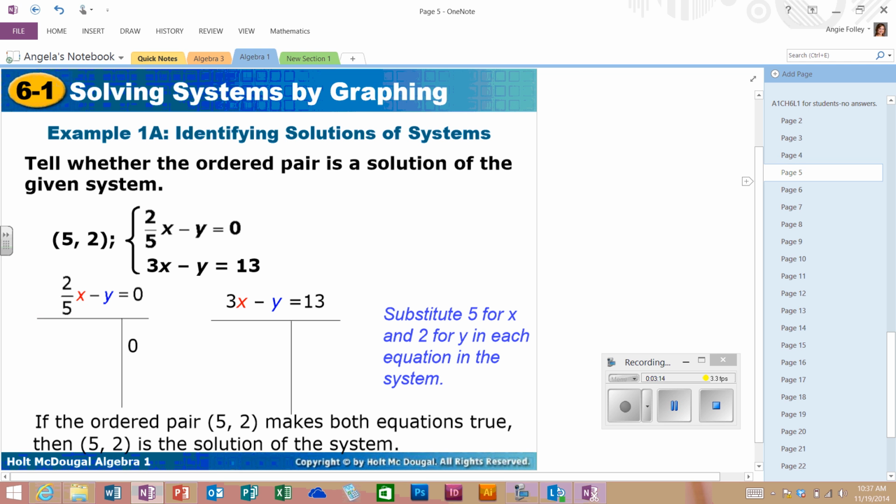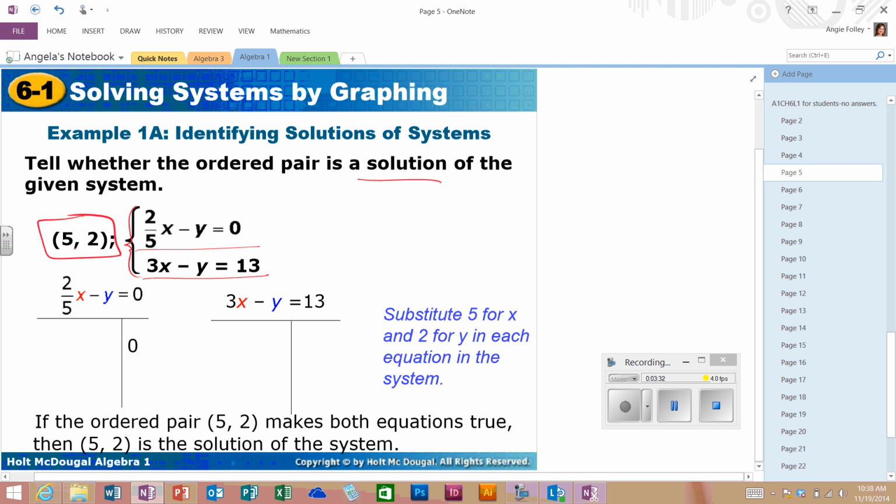All right, so we're going to tell if the ordered pair is a solution of the set. So here's the ordered pair. And this right here, we use this bracket to show systems. So here's one equation, and here's our second equation. So we have 2 equations.